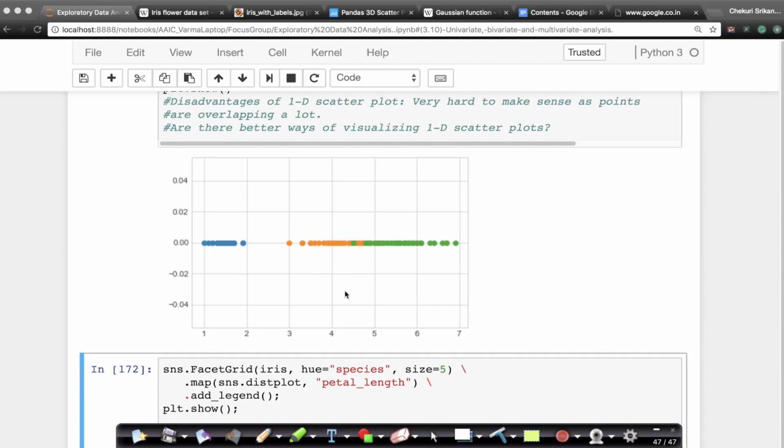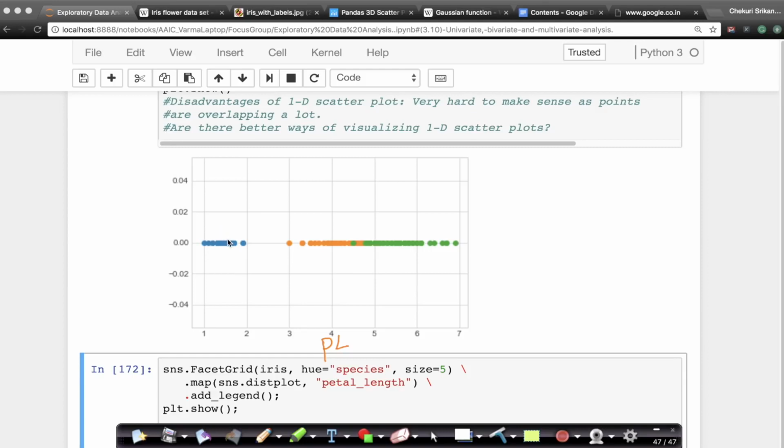Now, of course, I know I'm missing the legend and the axes here, so I'll write that down quickly. My x-axis here is petal length. My y-axis means nothing, and hence you see all the values at 0. This is your setosa, this is your virginica, and this is your versicolor, right? Your green is versicolor, your orange is virginica, your blue is setosa.